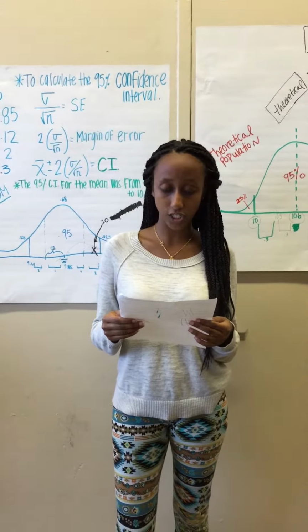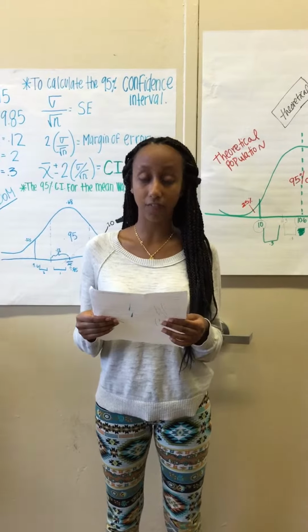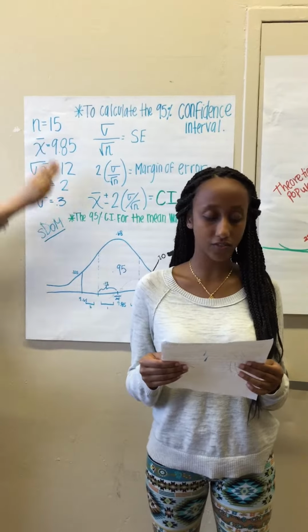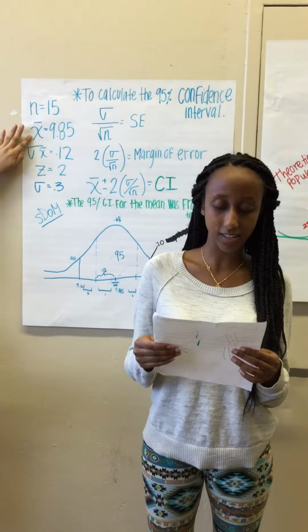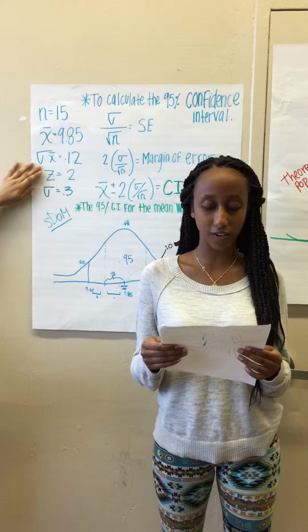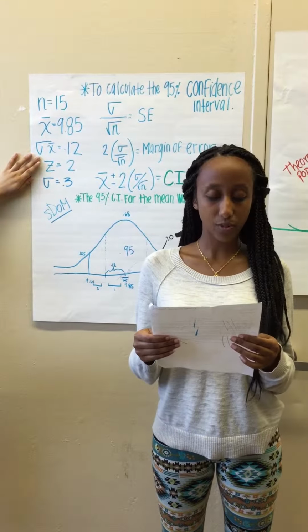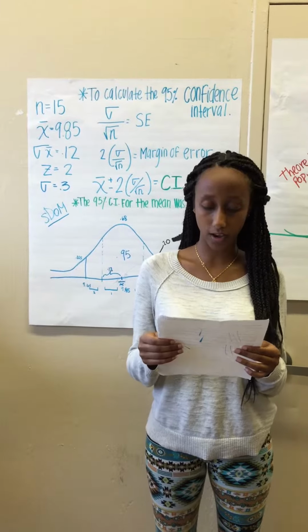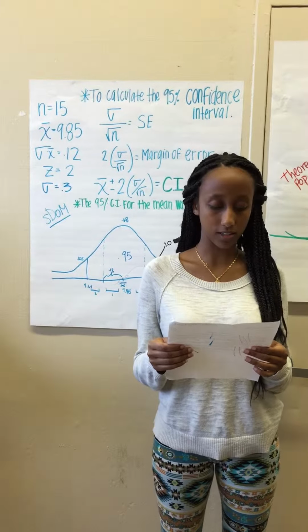bags weighed on average. The statistician randomly selected 15 bags of chips from an assembly line. The mean weight of the 15 bags was 9.85 ounces, and the standard deviation was 0.12 ounces. The 95% confidence interval for the mean was from 9.61 to 10.09 ounces.